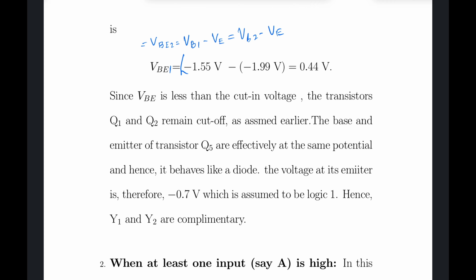The base and emitter of transistor Q5 are effectively at the same potential, that is, they are at the ground potential, and therefore it behaves like a diode. The voltage at its emitter is therefore minus 0.7 volt, which is assumed to be logic 1. Hence, Y1 and Y2 are complementary.